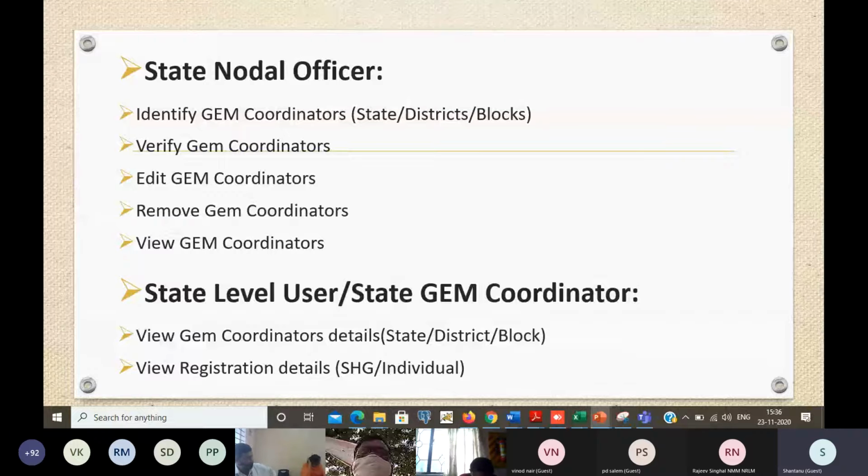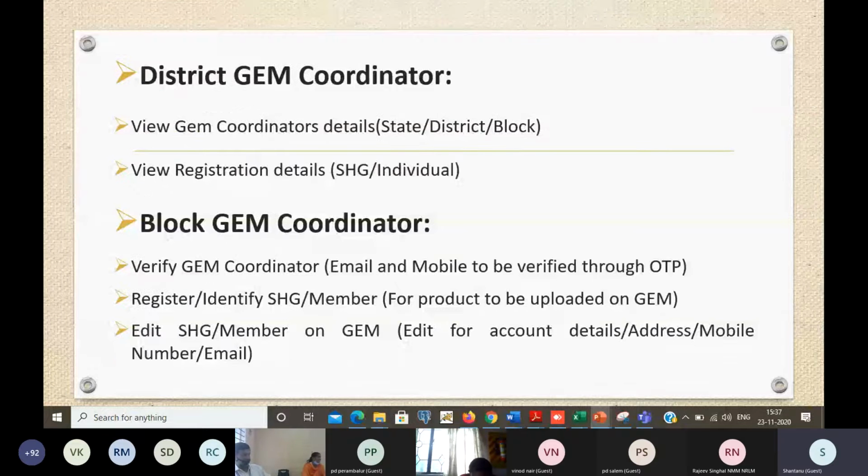Similarly, at the district level also, he has rights. If the district GeM coordinator has the login credential, then he can see who the GeM coordinators are for the state, district, and block. And he can also view the details of the SHGs or individuals registered, which are identified by the block GeM coordinators in the system.